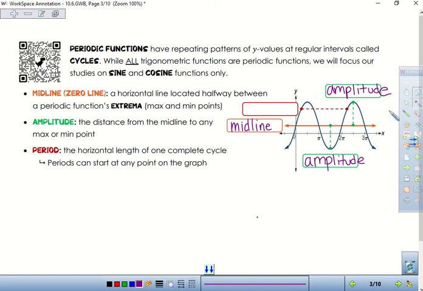Okay. And a period is the horizontal length of one complete cycle. Periods can start at any point on the graph. So a period means that we have completed an entire cycle. Okay, that's how we define a period. So is everybody good with this slide so far?